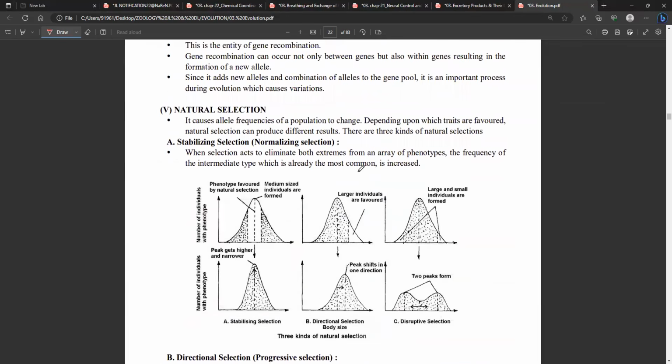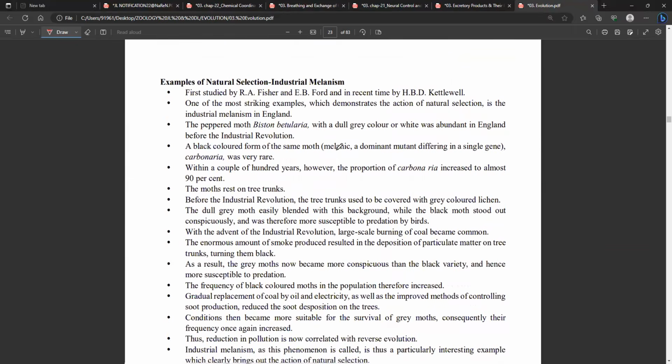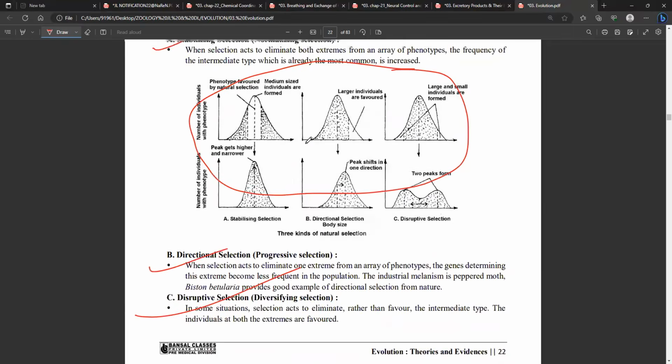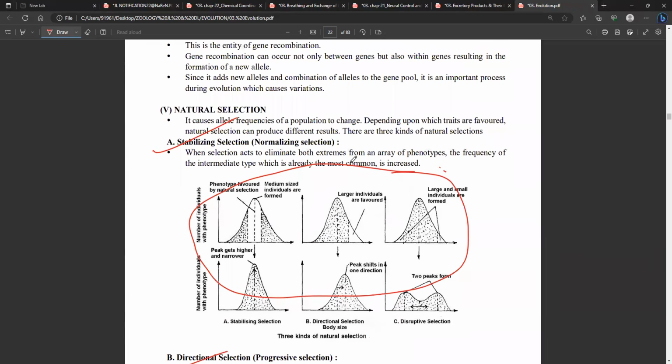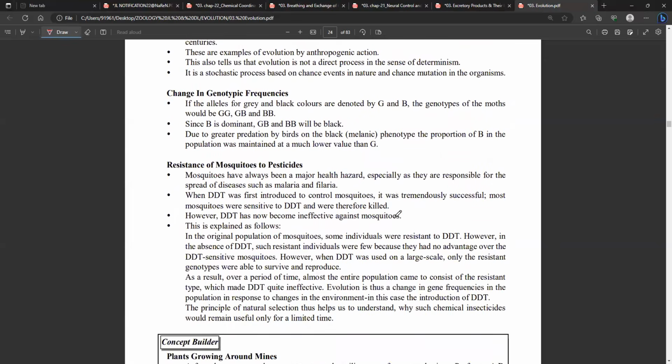And many times graphical questions will come, especially from stabilizing, directional and disruptive selection. I will tell you, friends, at the NEET and AIIMS level, this is one of the most common questions they ask to confuse the students. They give a very critical thinking question here. So I want you to read these concepts compulsorily. You might read or not, I don't know, but you have to read this.